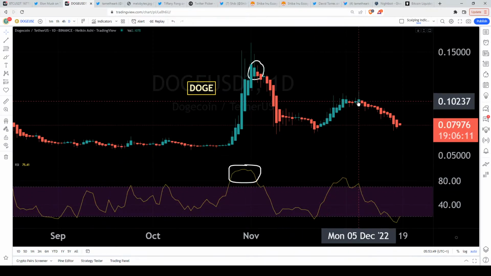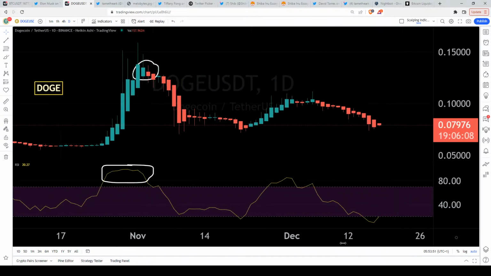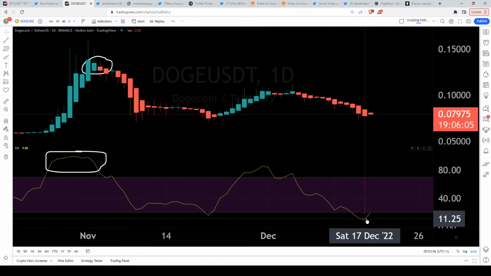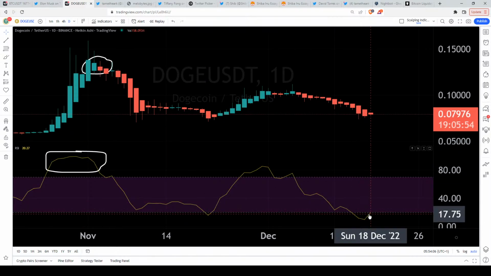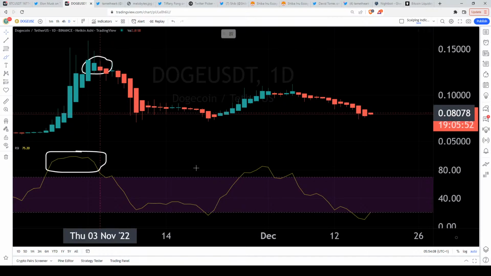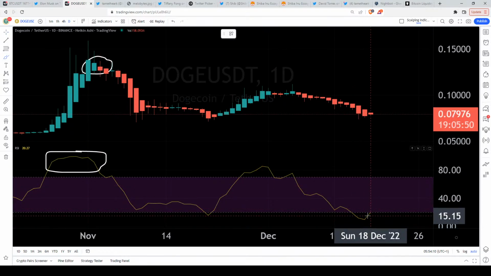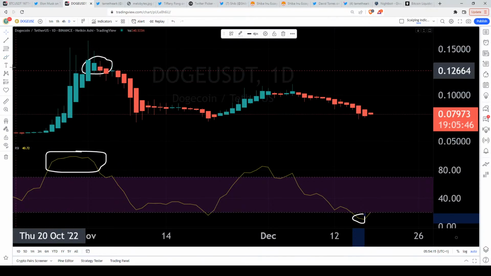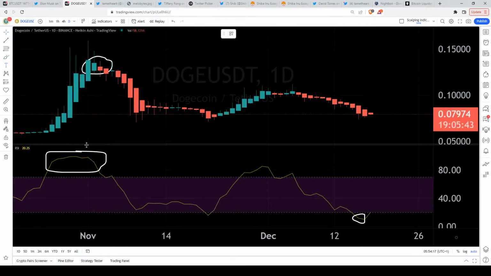Might do one more bounce and come down further. And then right here, notice how oversold we were back here on December 17th. That's technically today for us. We're already December 18th since some tomorrow's time frame. So this is oversold. RSI oversold. So you buy when it's oversold, and you sell when it's overbought.